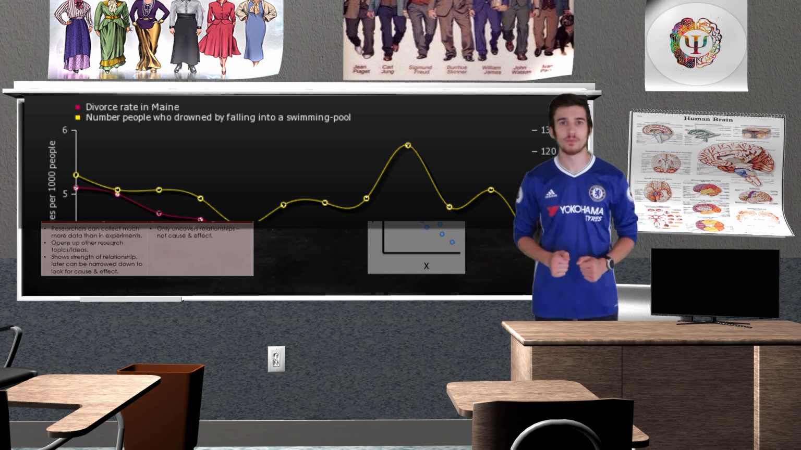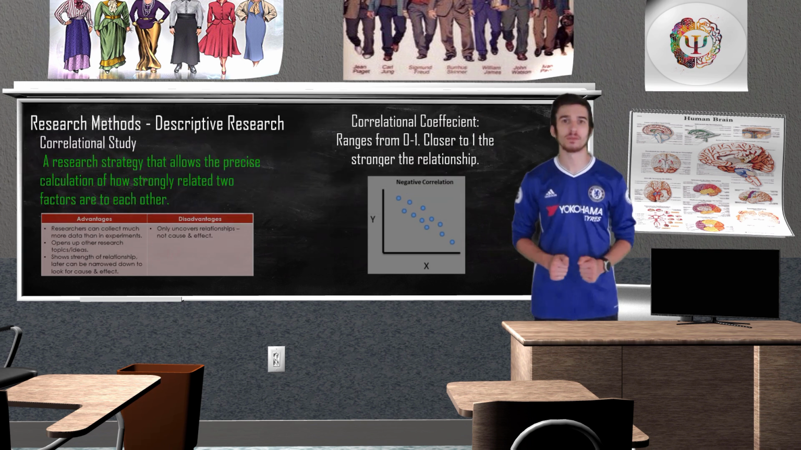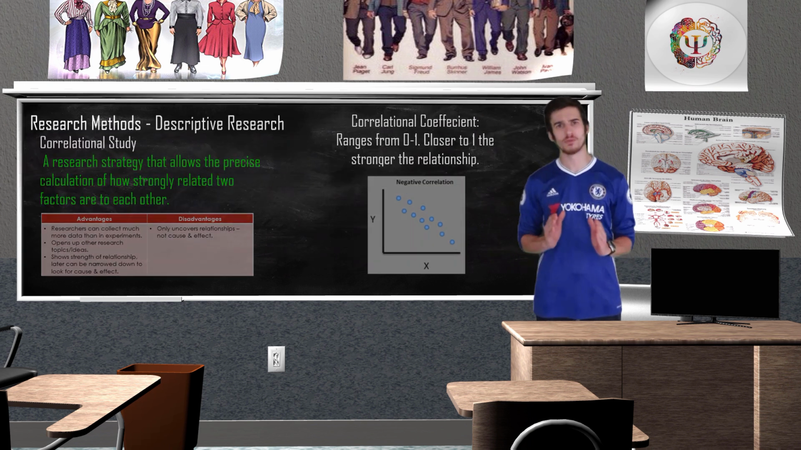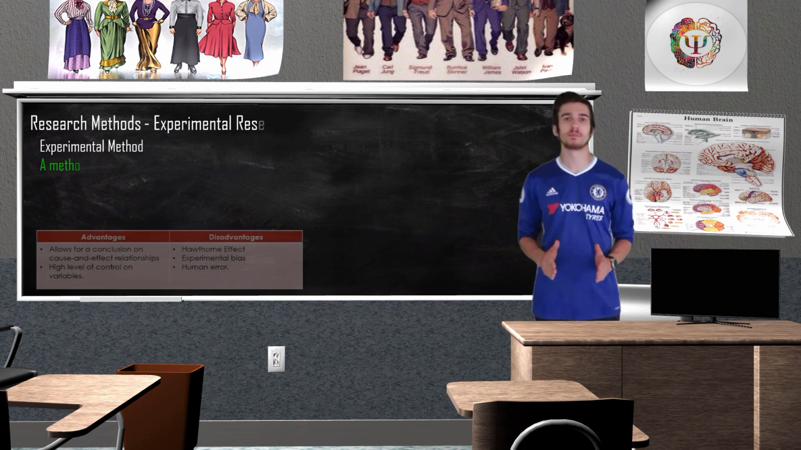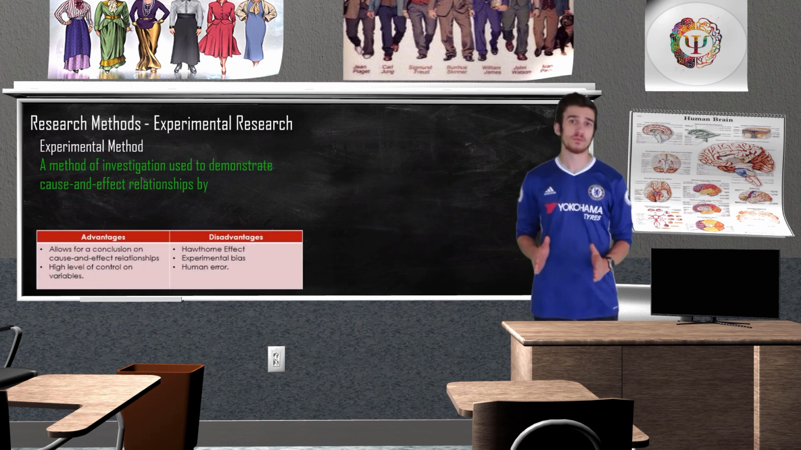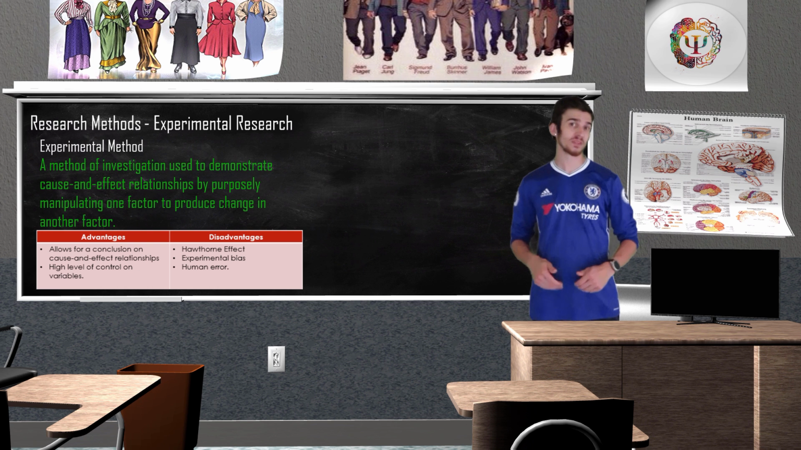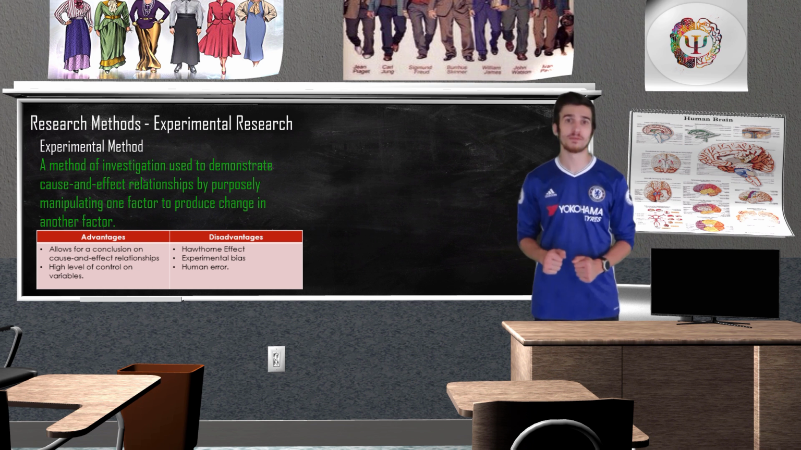So we just mentioned that descriptive research cannot prove a cause and effect relationship, but what if we want to prove a cause and effect relationship? This is where the experimental method comes into play. As mentioned before, the experimental method is just going to be a research method that demonstrates a cause and effect relationship by purposely manipulating variables.